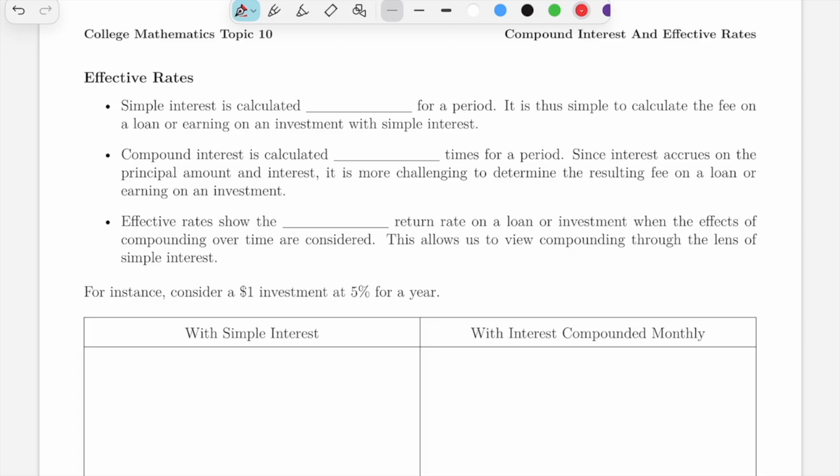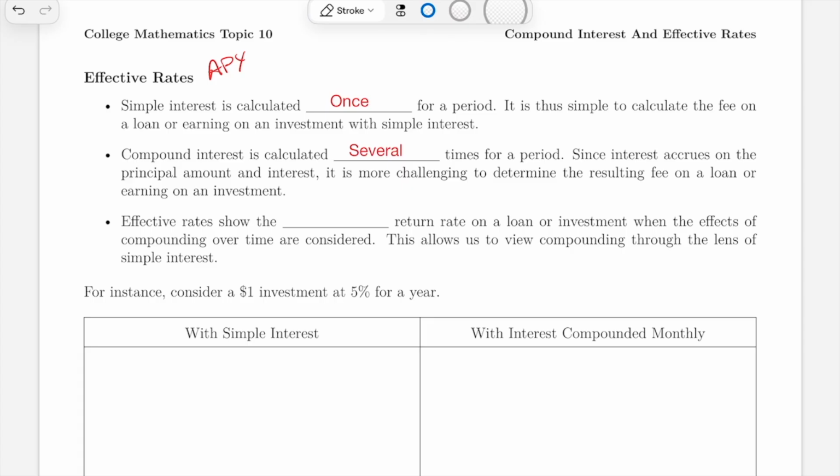The next thing we're going to look at is called effective rates. Sometimes this is called APY. And simple interest is often calculated once over a whole some time period. And it is thus simple to calculate, hence one of the reasons it's called simple interest. Compound interest is calculated many times or several times.